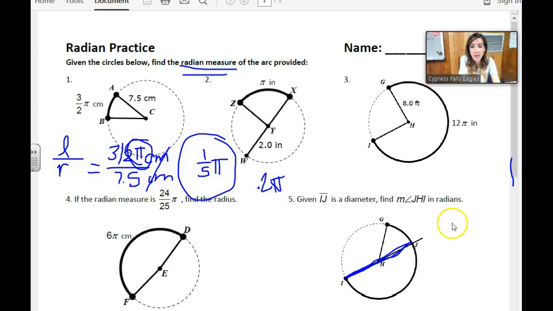Anyways, we know that there are 2 pi radians in a circle. So if we only wanted to go halfway around, we would just cut that in half. We talked about this in class yesterday. The radian measure of that angle is pi. Pi radians equals 180 degrees.